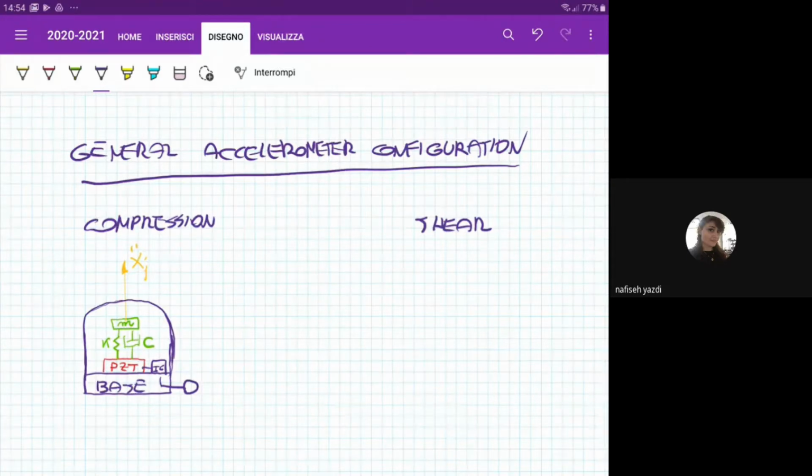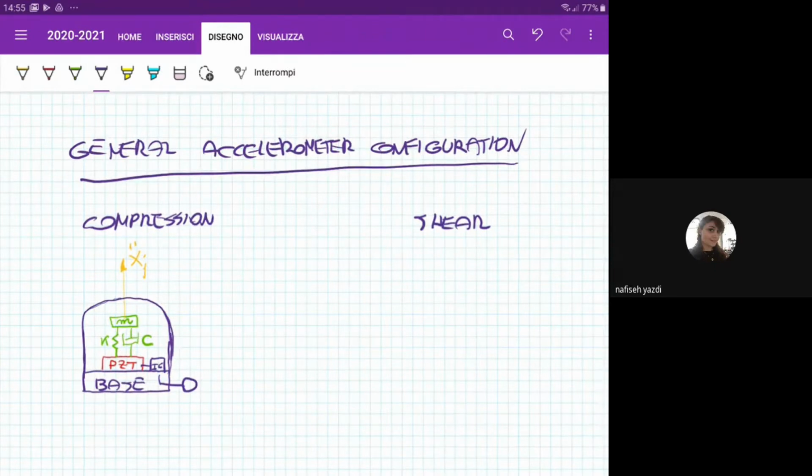Now, let's see the shear configuration. The shear configuration, what we got is the PZT crystal that is cut to emphasize the shear behavior. So we have something like this.